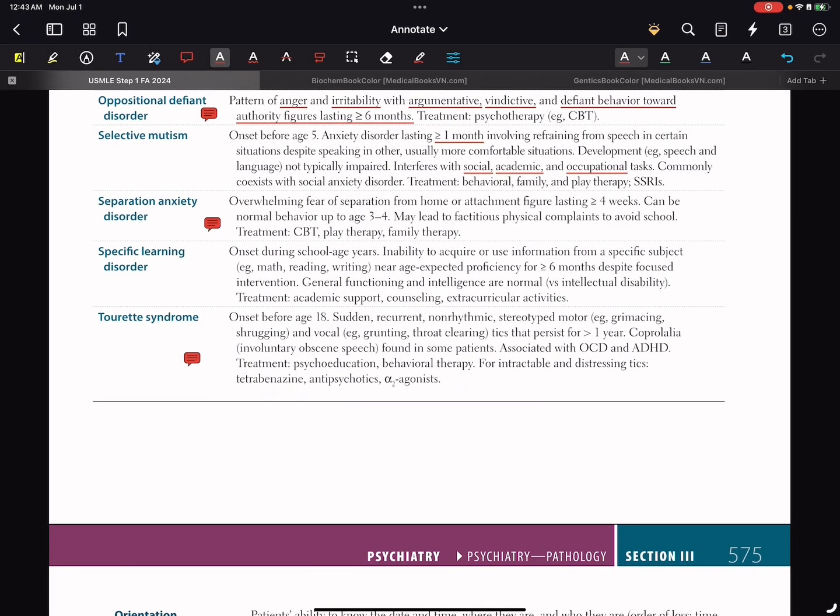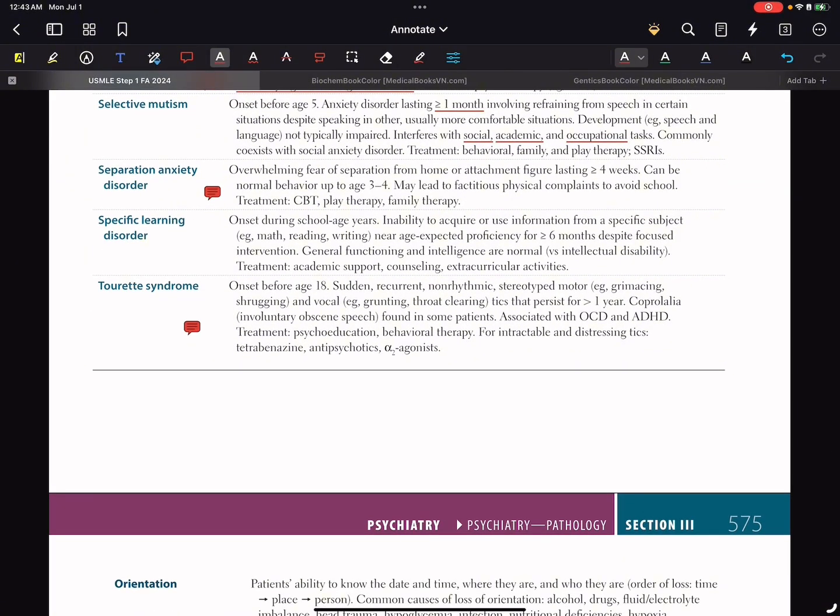Selective mutism, onset before age 5, an anxiety disorder lasting for more than 1 month, involving refraining from speech in certain situations despite speaking with others in more comfortable situations. Development, speech and language are not typically impaired. There is interference with social, academic, and educational tasks. It commonly coexists with social anxiety disorder. Treatment is behavioral, family, play therapy, SSRI.